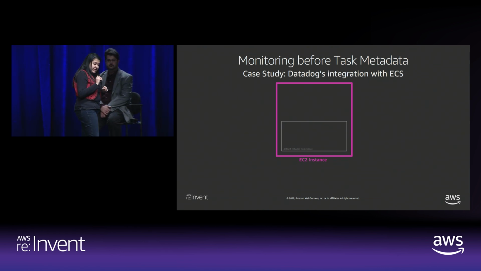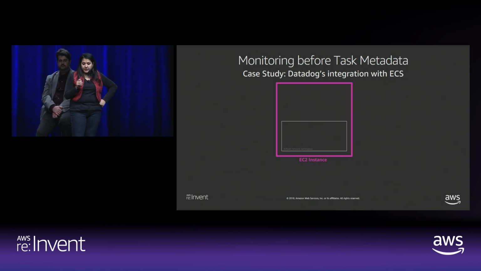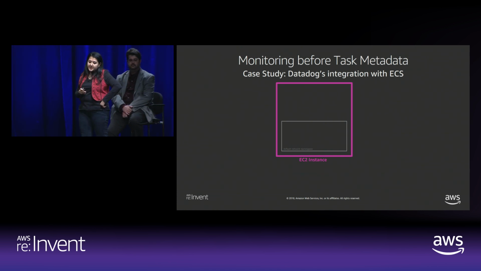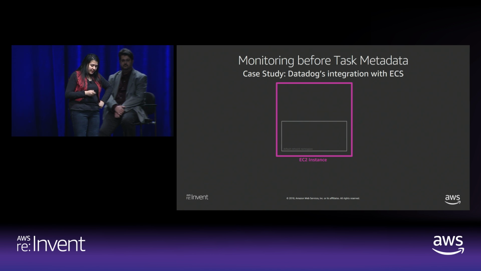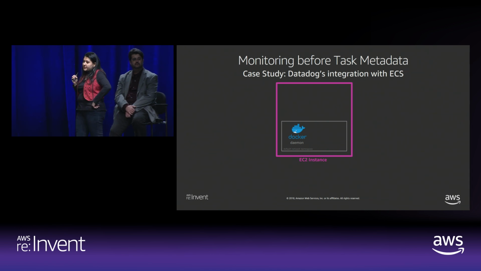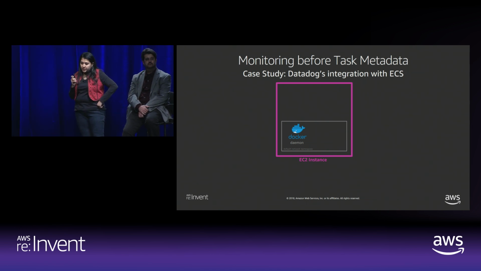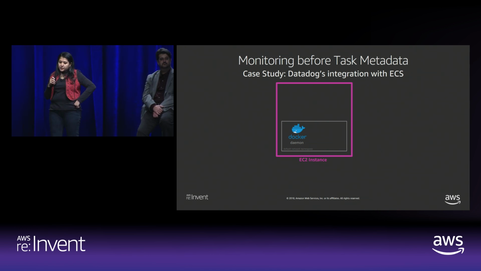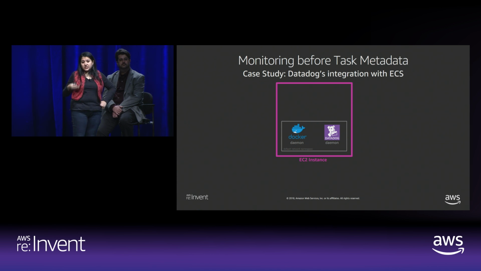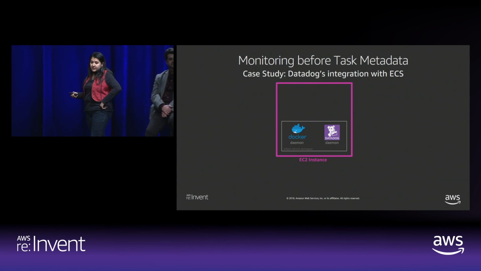So before we had the task metadata endpoint, this is what the Datadog integration story was. You have the default network namespace there that we talked about earlier. The Docker daemon itself runs within this default network namespace of the host. With Datadog, you have to also install the Datadog agent itself as a daemon, and the Datadog daemon also runs within this host network namespace.